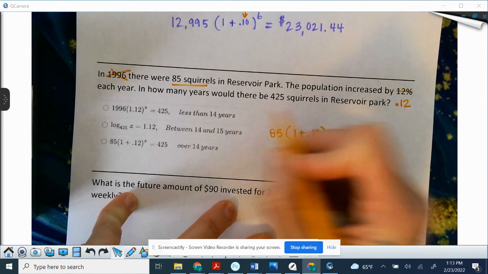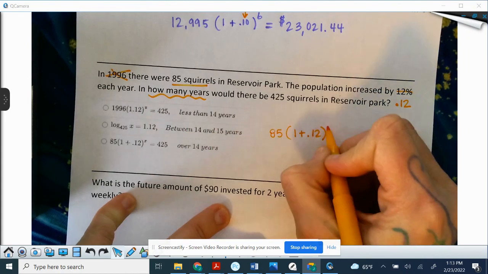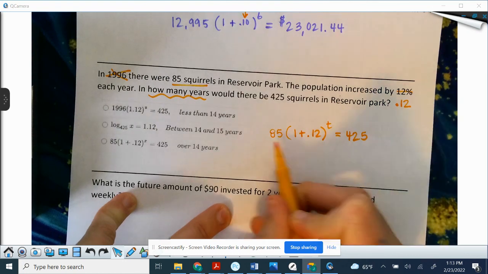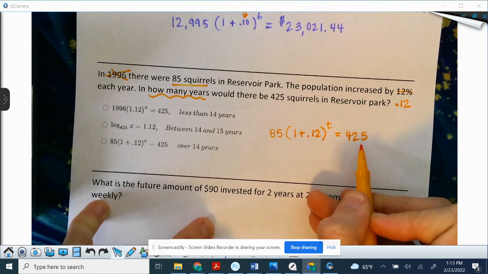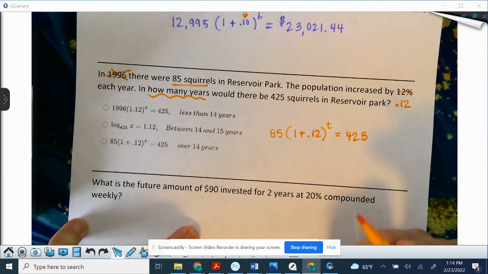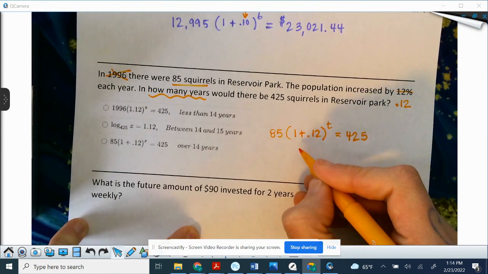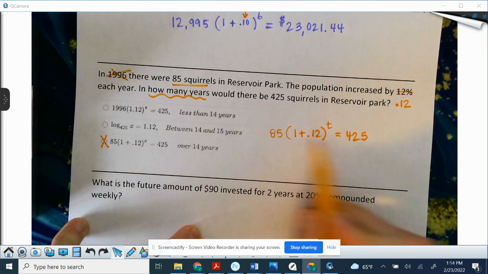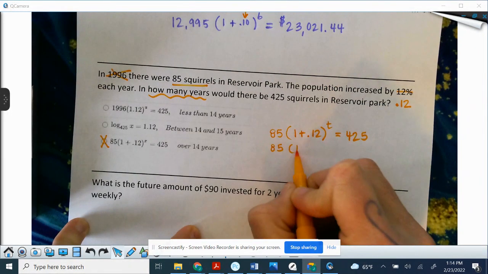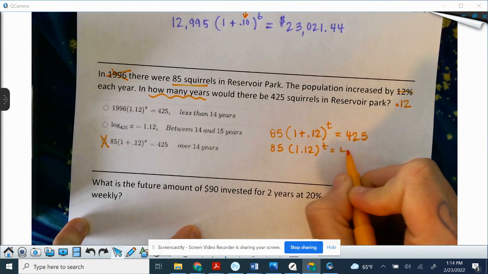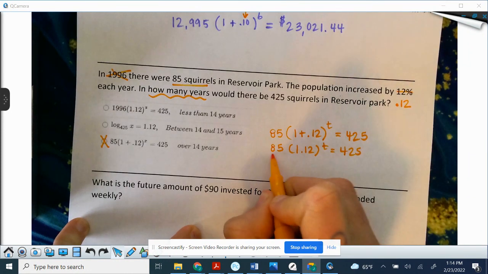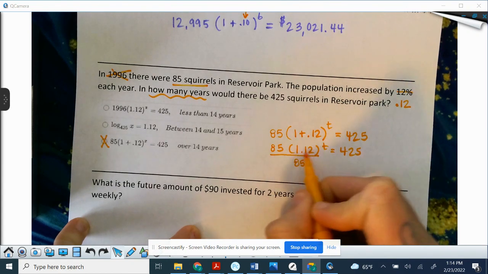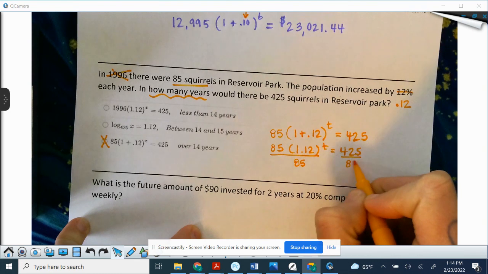It says how many years, so that's how long. This is your time, equals 425. So this is the correct setup. Only one of these is the correct setup, so it should be this one. To solve this, you're going to want to divide by 85 because this is our base. This is exponential, and we're going to try to switch it to log. So divide by 85.